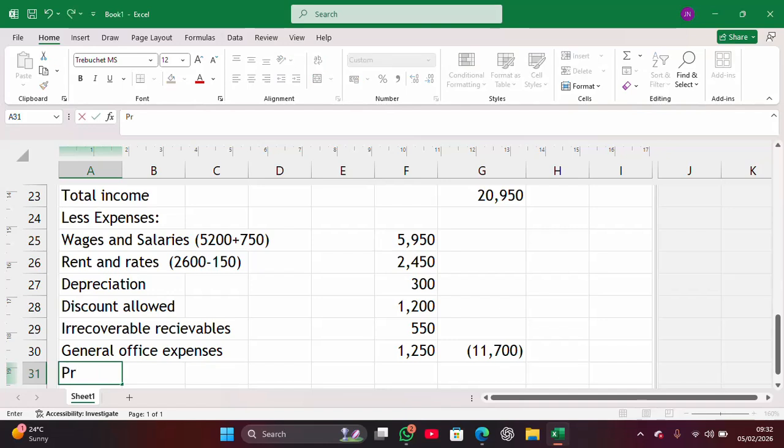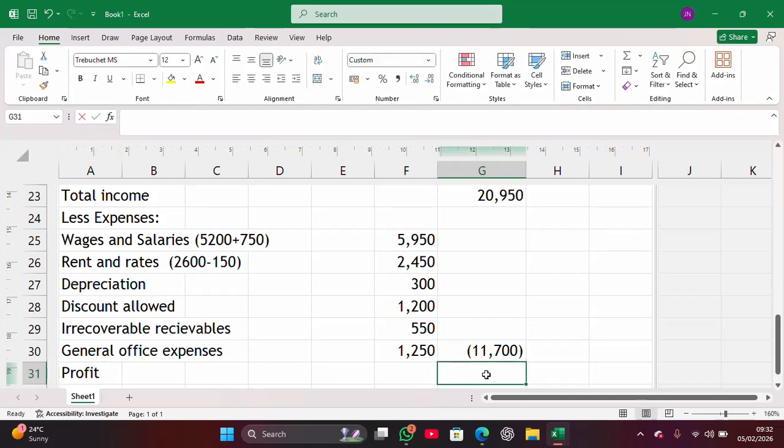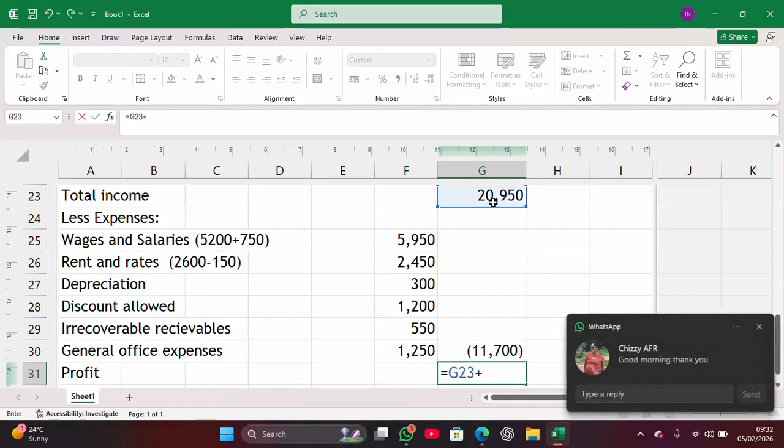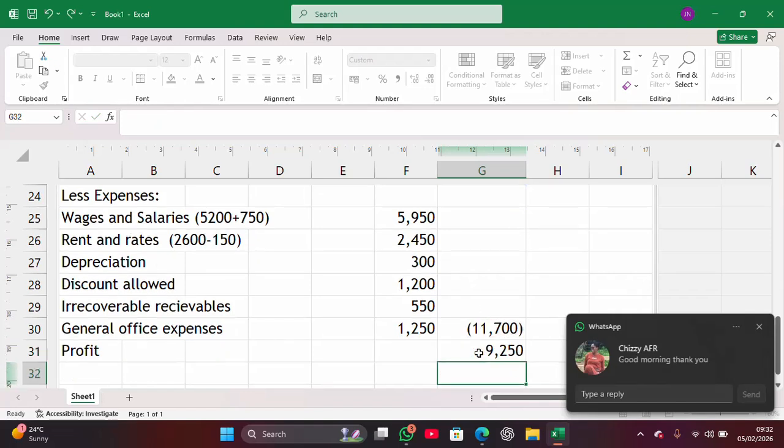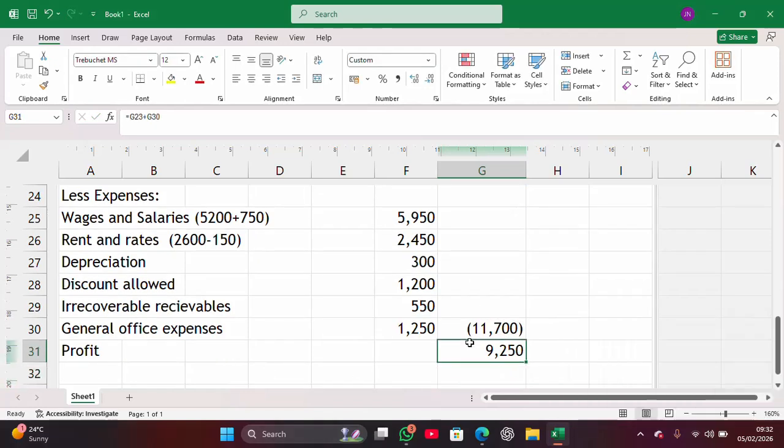So let's find the profit. What is the difference between that figure and that figure? 9,250. Okay, that's correct. Okay, we are done here.